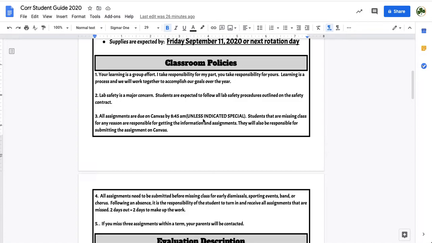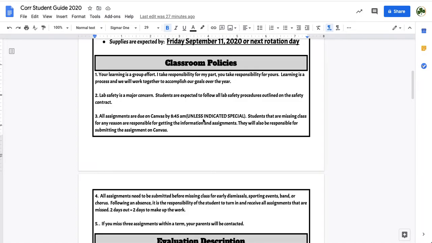Lab safety is also a major concern. We'll have a lab safety procedure that I'll also talk about in the lab safety contract, because there are things that are pretty dangerous this year. So you're expected to follow all lab safety procedures, and we will outline the safety contract for you.